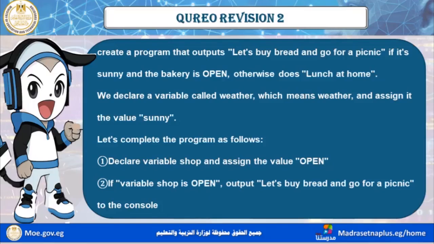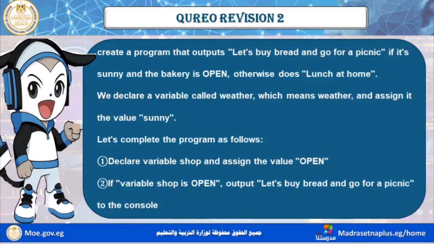So we have to declare a variable called weather and assign the value sunny to it. And let's complete the program as follows. Declare variable shop and assign the value open to it. If variable shop is open, output "let's buy bread and go for a picnic". So again, declare variable shop and assign the value open to it, and if shop is open, output "let's buy bread and go for a picnic".